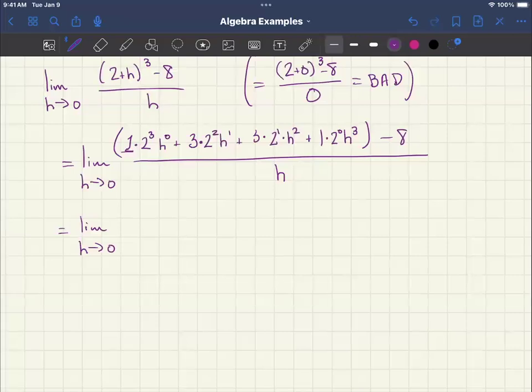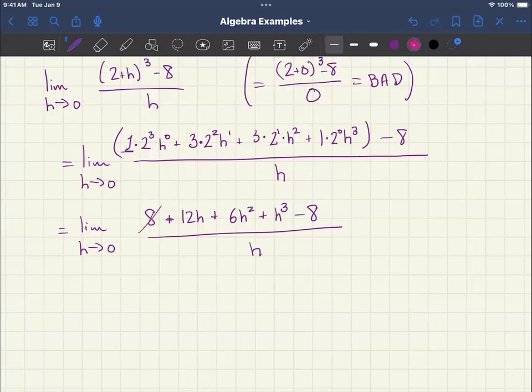Let's clean it up. 1 times 2 cubed is 8. 8 h to the 0, any number to the 0 is just 1. Plus 2 squared is 4 times 3 is 12 times h to the first power. We'll just write plus h. 3 times 2 gives us 6, and then we have an h squared. 2 to the 0 is 1. 1 times 1 is 1 times h cubed, minus 8, all over h. Now that looks a lot better. It's such a difference to have that now.